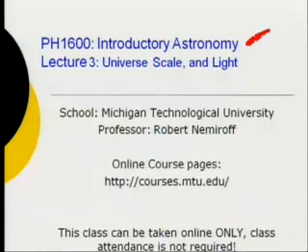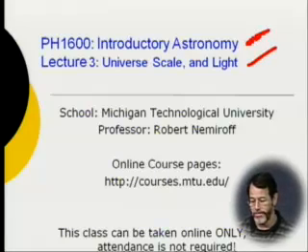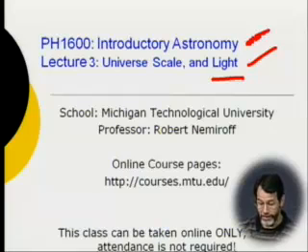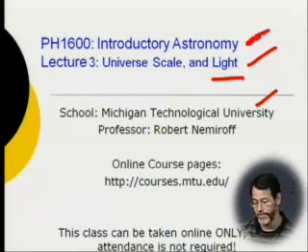So this is the Introductory to Astronomy class. This is lecture 3, universe, scale, and light. So we're still on light. We'll be reproducing some of the things from last lecture, which is repetition, which in my view is somewhat good. This lecture is originating from the studios in beautiful Michigan Technological University.